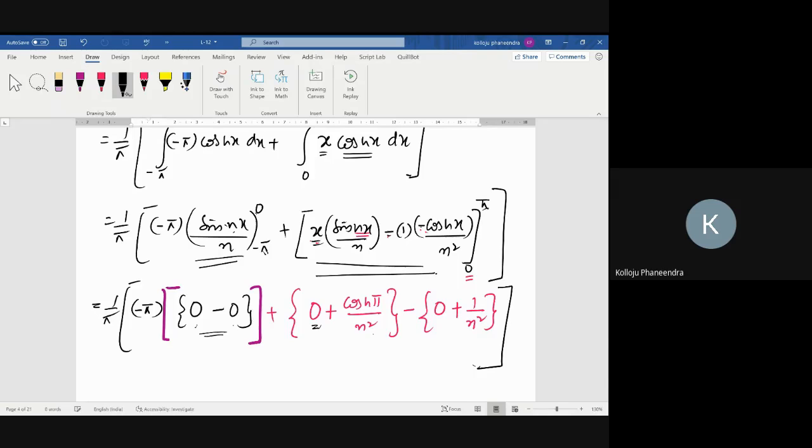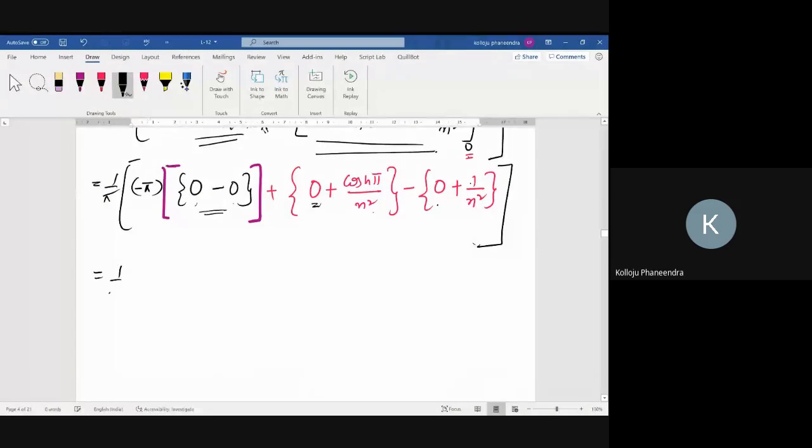Upper limit minus lower limit: 0 into sin 0, and cos 0 value 1, minus into minus plus 1 by n square. Next step, this is 1 by pi whole bracket. And what is the first term? Completely 0. Plus, what is this? Cos n pi. What is the cos n pi formula? Minus 1 whole power n by n square. Minus 1 by n square.